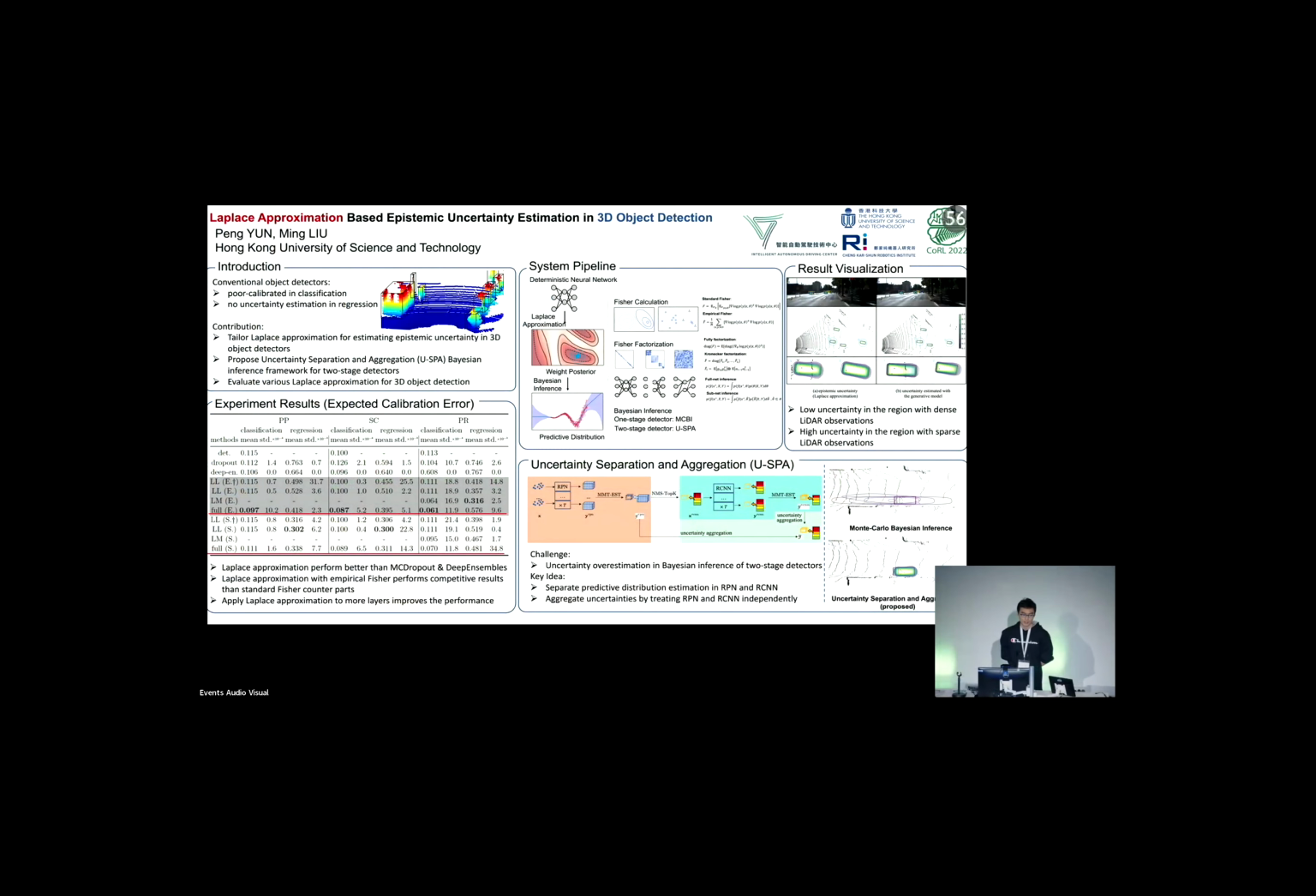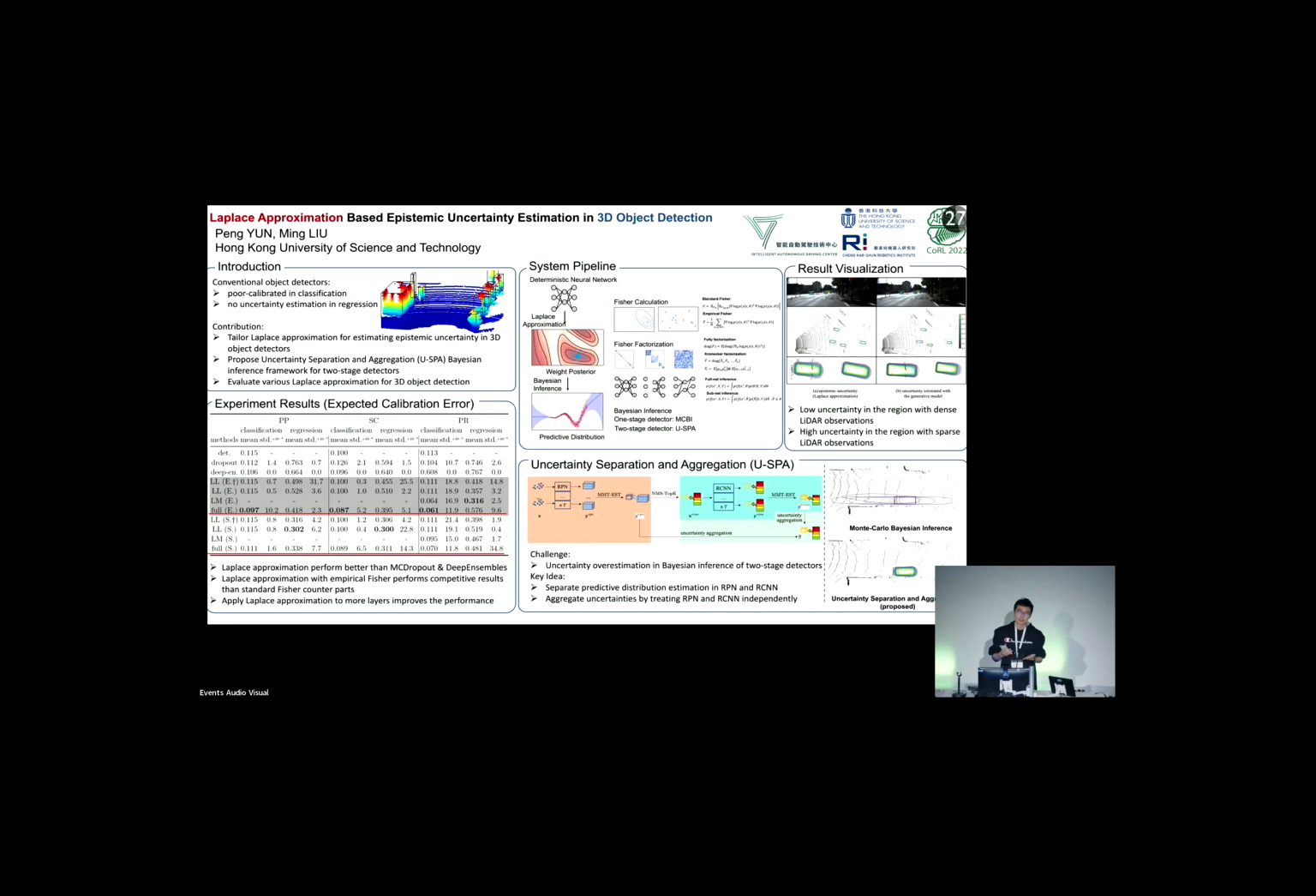So hello, everyone. I'm Peng Yun from Hong Kong UST. Today I'm going to present our work, Laplace approximation-based epistemic uncertainty estimation in 3D object detection. We want to estimate both detection results and the uncertainty in the detection results, including both classification and each dimension in the regression part. The contribution of our work is that we tailor Laplace approximation for estimating the epistemic uncertainty in 3D object detectors.